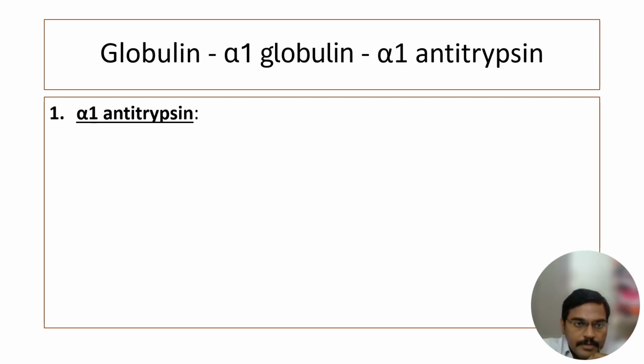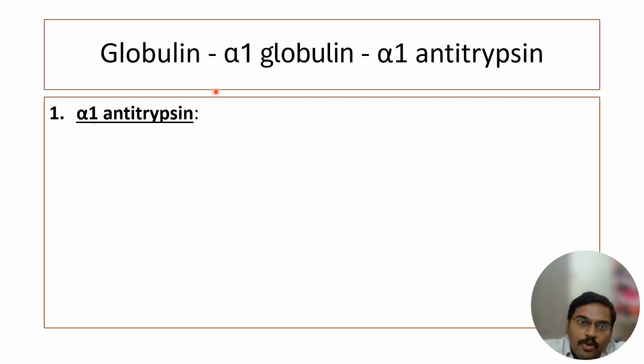Alpha 1 antitrypsin. When you write about globulins in your exam, any globulin, whether alpha 1, alpha 2, beta, or gamma globulin, the first point is that they are glycoproteins. Second, all of them are produced from liver. But one exception is gamma globulin. Except for gamma globulin, all the other globulins, that is alpha 1, alpha 2, and beta, are glycoproteins and are produced from liver.